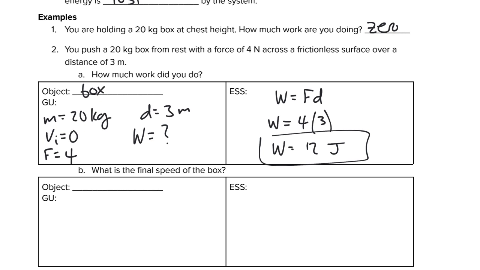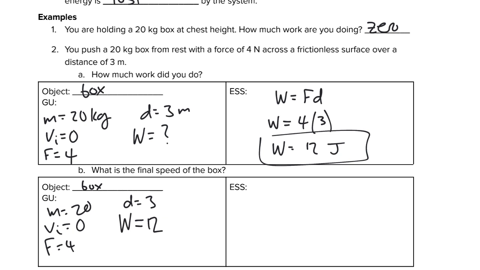What is the final speed of the box? Object is still the box. We've still got a mass of 20, an initial velocity of 0, a force of 4, and a distance of 3. But we've already used those pieces of information. And now we also know the work was 12. Note that it was a positive 12 because we were pushing it from rest and it was going to be gaining energy in that case.